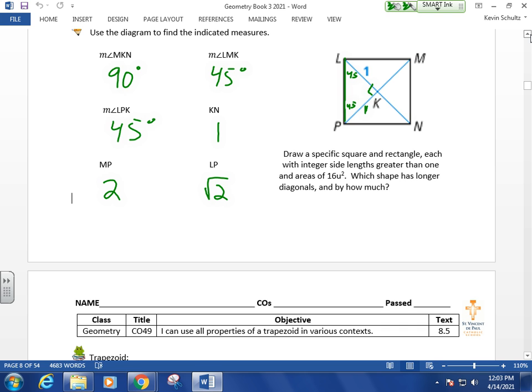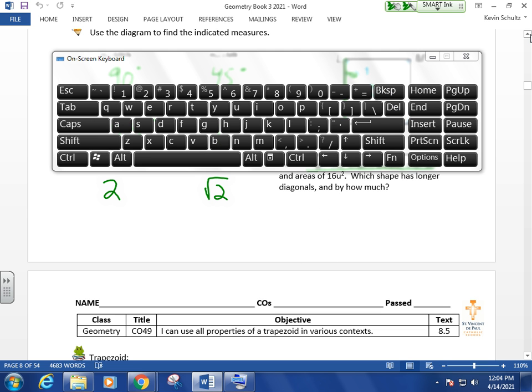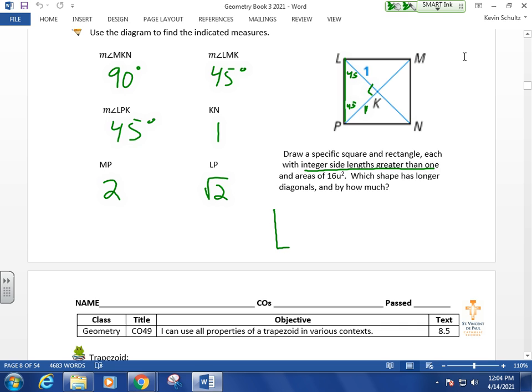Now, draw a specific square and rectangle, each with integer side lengths greater than 1 and areas of 16 units squared. I had to be so specific here with integer side lengths greater than 1 because I wanted you to all come up with the exact same rectangle and the exact same square. The only square with an area of 16 square units, how can I mess up making a square? Try that again. There we go, looks the same, it is 4 and 4.